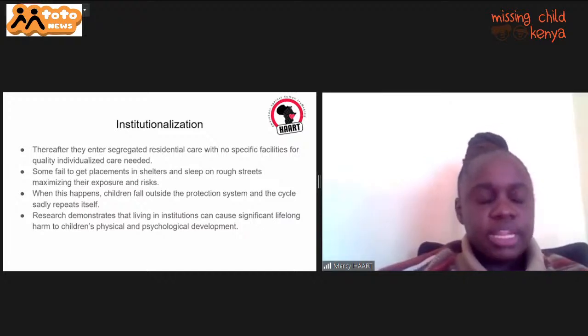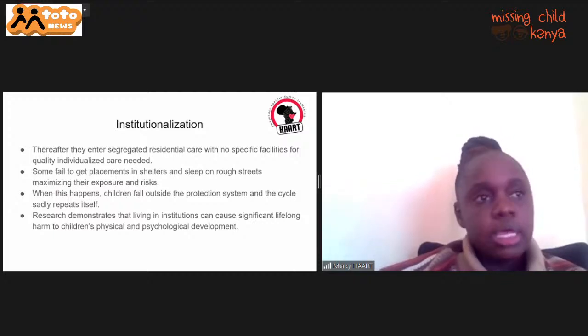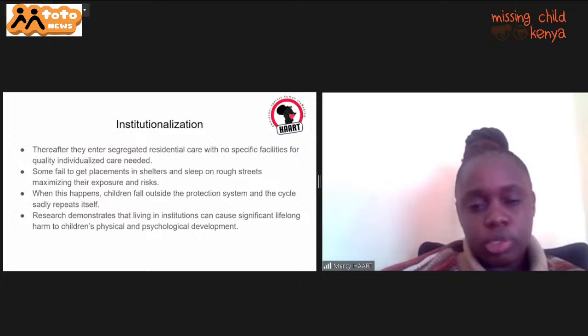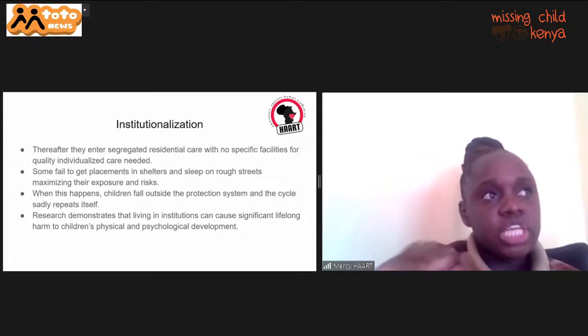Then children, when they are left in these reception centers, some of them may be segregated and they may enter residential care with no specific facilities for the quality individualized care needed. Yeah, because of also the large numbers and maybe the limitations in terms of resources, children might not really be able to access the quality individualized care that they need. So sometimes children are given generalized care, yet every child is unique.